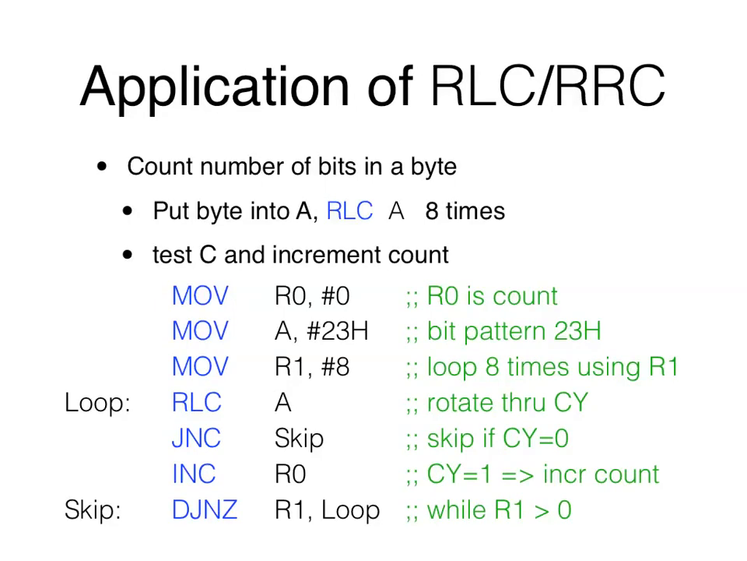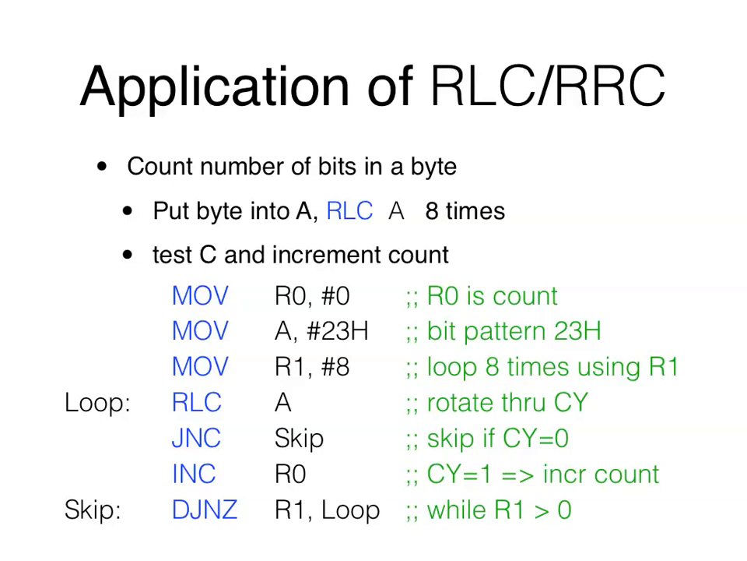Okay, here is an application of rotate left or right through carry. This little program will count the number of bits in a byte. Does that make sense? Your byte consists of zeros and ones. How many ones are there in your byte pattern? Well, this is one way to do it. You first initialize R0 to be 0, and that's your count. And then you put the bit pattern in there.